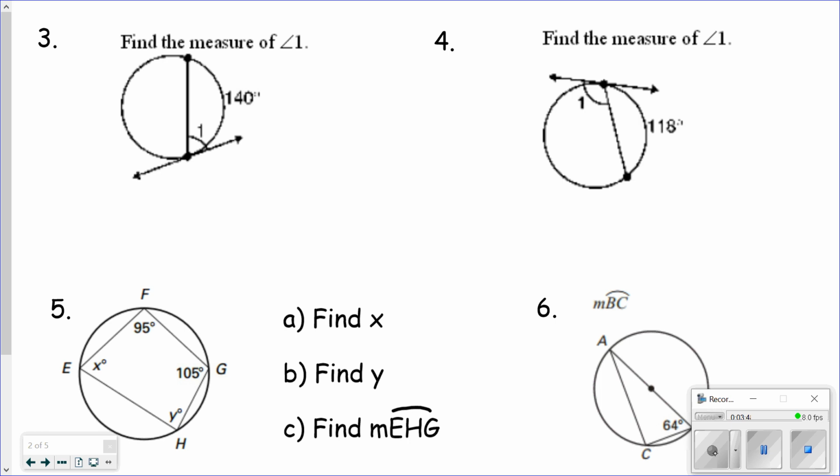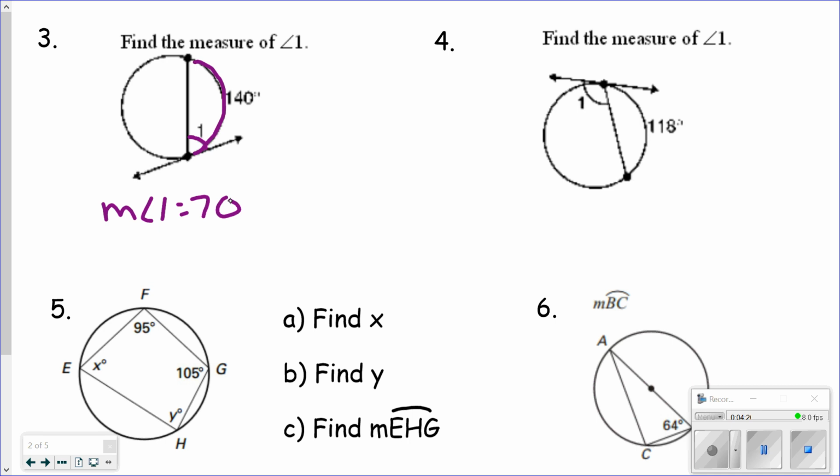For these few problems, I would get out your cheat sheet for the 10.4, 10.7 formulas that I provided you on Polaris. All right, so if we find the measure of angle 1, this is angle 1, we notice that we have an arc measure here, and it's 140. So we know that angle 1 is going to be half of 140. So the measure of angle 1 is equal to 70.